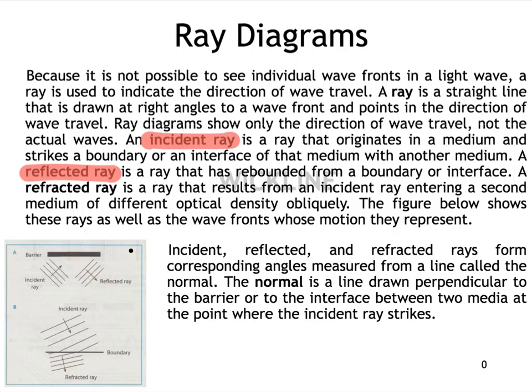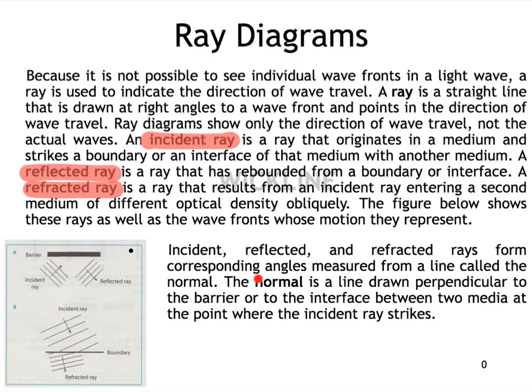And additionally, we have something called a refracted ray, which we'll get to at the end of this lesson. And a refracted ray is one sort of like when the incident hits a barrier and it's transmitted through the barrier, but at a different angle. So refraction has to do with the bending of the light.